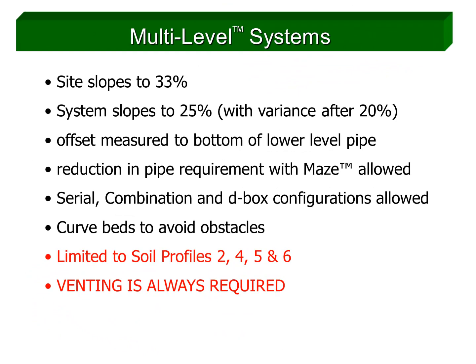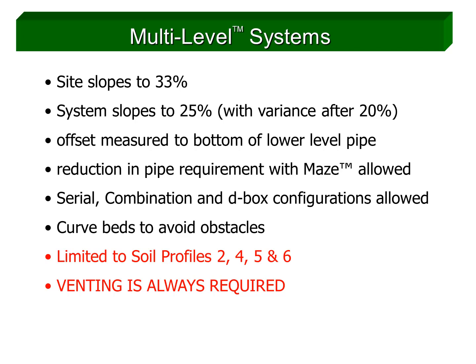The use of multi-level systems is almost identical to single-level applications, in that they can be placed on 33% sloping terrain with a system slope up to 25%. Like single-level systems in Maine, any system sloping over 20% requires a variance. The offset to restrictive features in the water table are measured to the bottom of the pipe in the lower level. If a Presby maze is incorporated into the system's design, a reduction in the EnviroSeptic pipe requirement can be taken. The specific reduction size is based on the strength of the effluent.